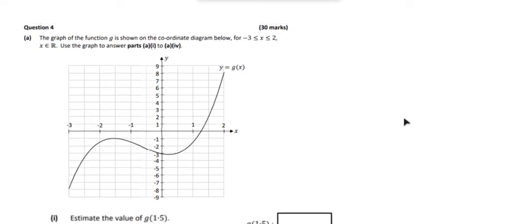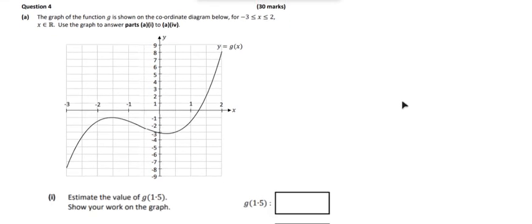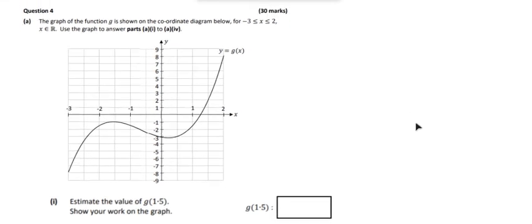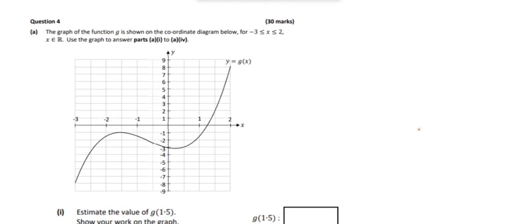Hi folks, so this is question 5. Estimate the value of g of 1.5. So you have to estimate. If we go to 1.5 and look where it meets the graph. So 1.5 is around there. If you go straight up, then it's up to here. So it's at that line. So it's 2, I would say.